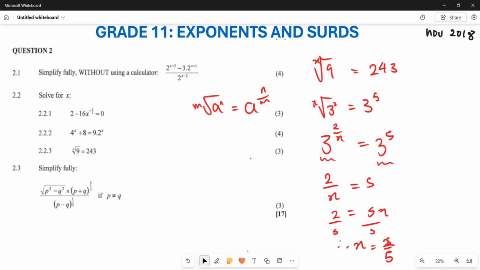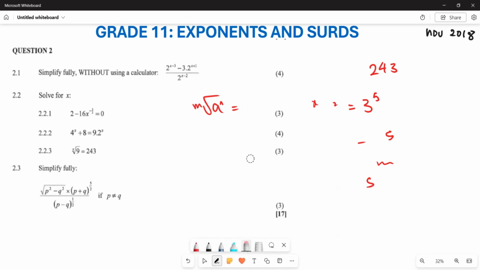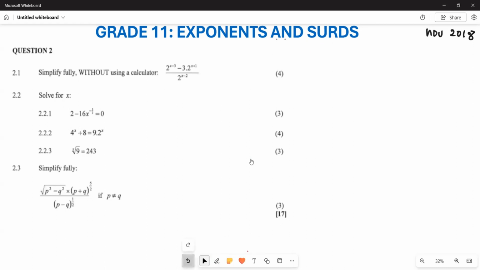Now, let's look at the last question, 2.3, and see what it is that you can do in that question. Now, in 2.5, what is it that you can do here? Firstly, you are given that, right? So in this one, you are given a root of, let me just write this root a little bit nicer. Yes, now you see it.